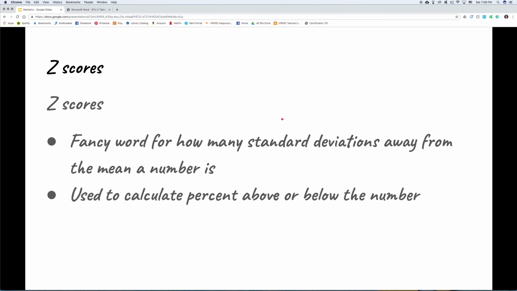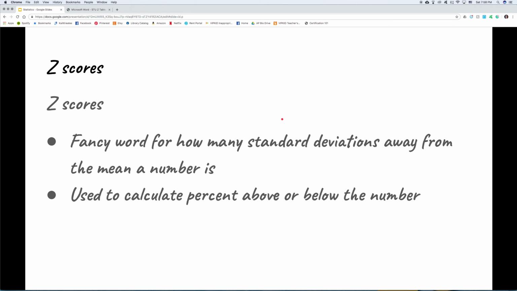Z-scores, so this is the really confusing part, and this is where you kind of get hung up, and I think that's partly because the table in the book is really mean. So I have found an alternate table that's a little bit simpler to calculate. We'll get to that in a minute.